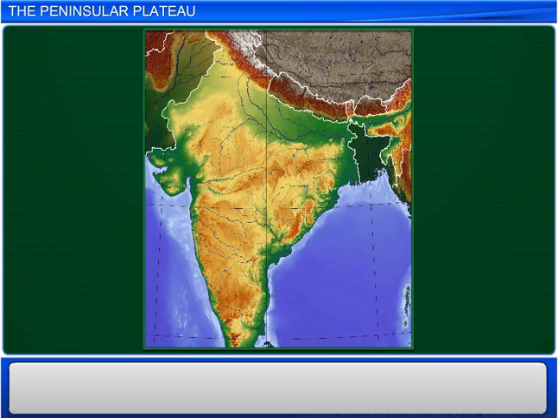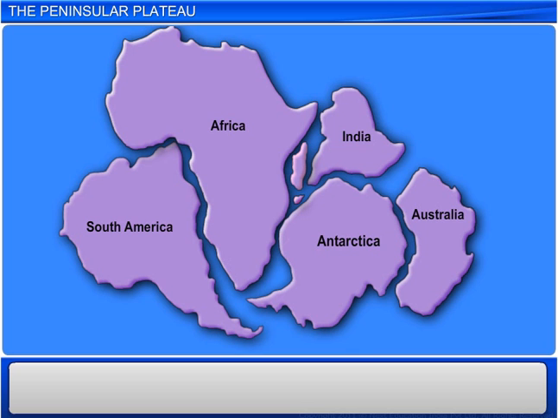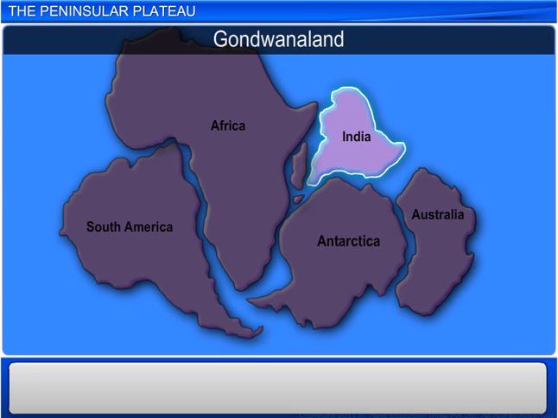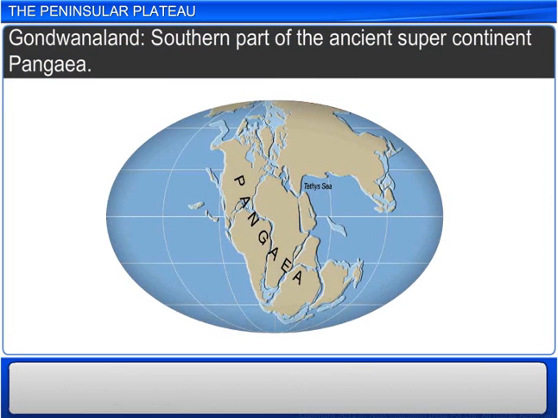As you may know, plateaus are also called tablelands. The Peninsular Plateau is also a tableland. This tableland was formed when Gondwana land broke and the pieces drifted apart. Gondwana land is the southern part of the ancient supercontinent Pangaea, with Angara land in the northern part.